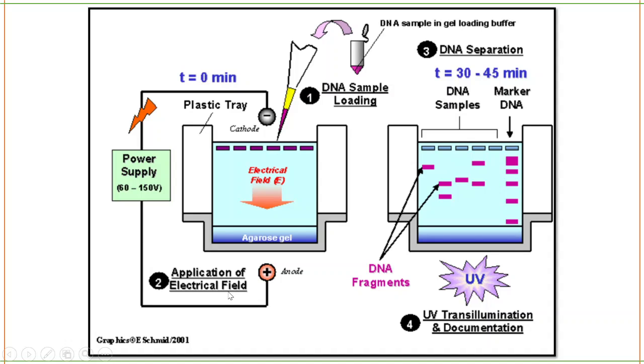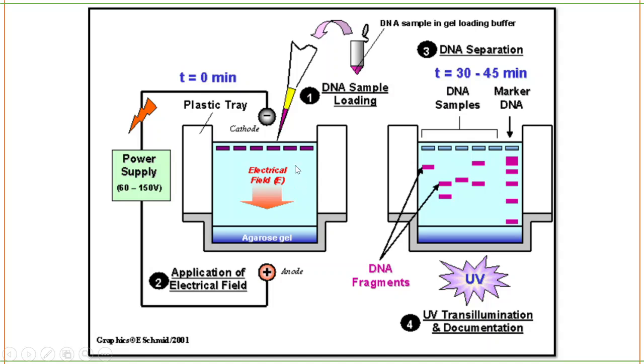The second step is the application of the electric field. And how is this DNA sample traveling? With the help of a buffer, TAE or TBE buffer, it will be traveling. And the power supply will be giving up to 150 volts. It's actually 150 millivolts, not volts, that you'll be giving.